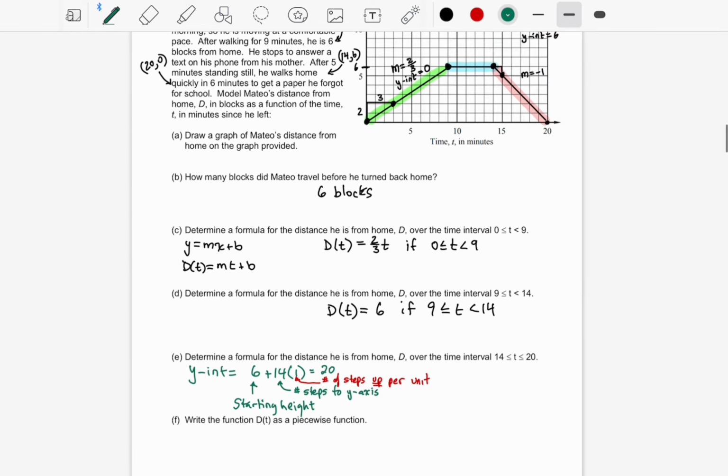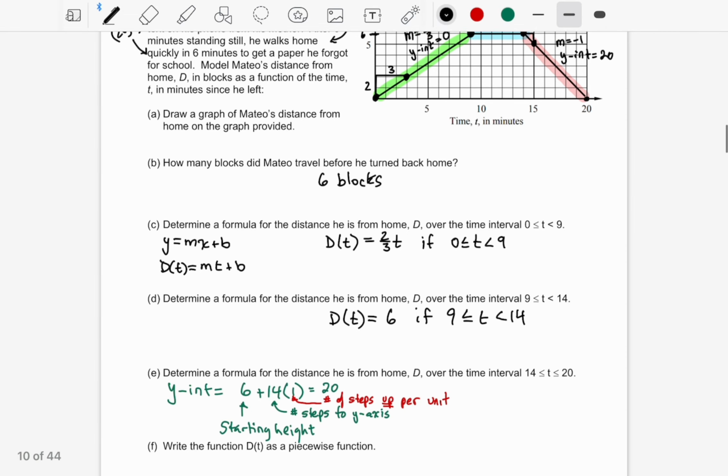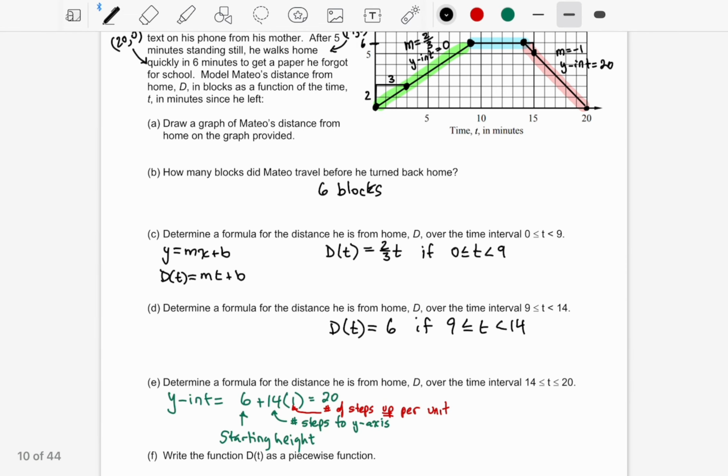So now we know our y-intercept, or what our y-intercept would be if we could actually get there. And there are algebraic approaches for doing it too. It's just numerically is a little bit cleaner. So d of t is going to be equal to -1t plus 20, so -t plus 20, if 14 is less than or equal to t is less than or equal to 20.